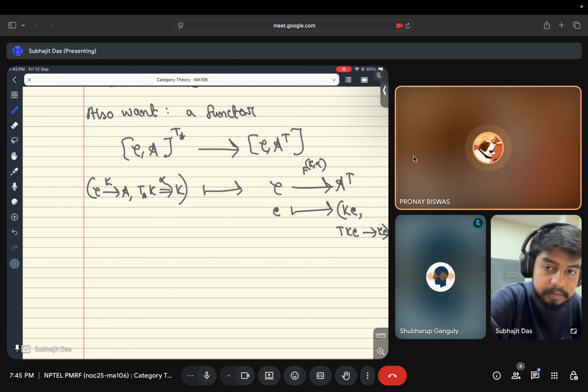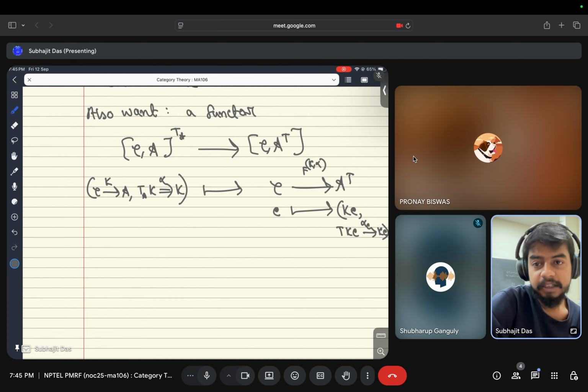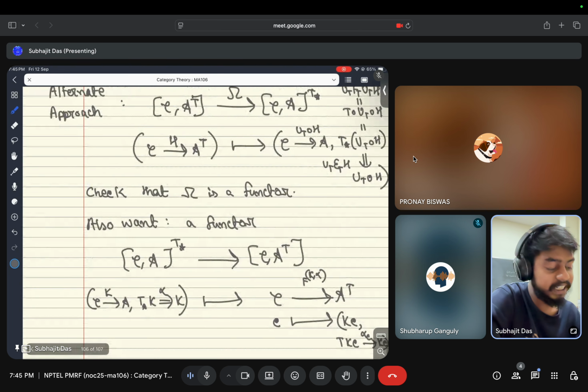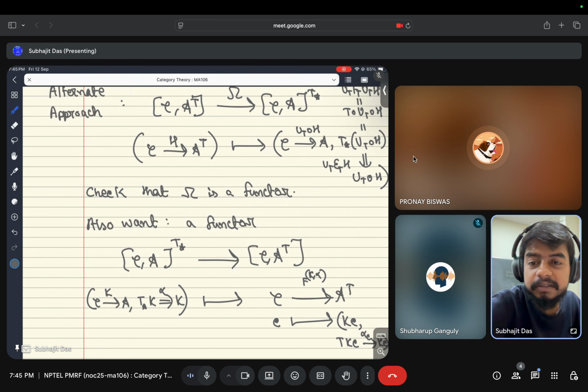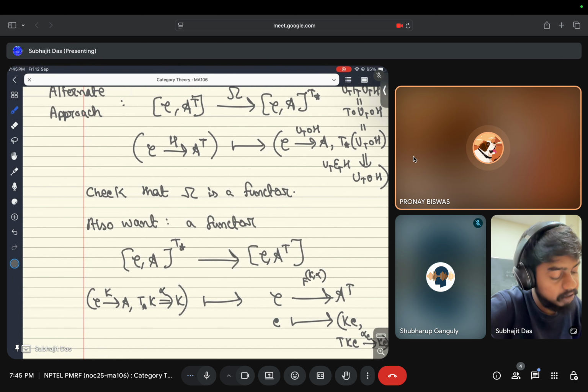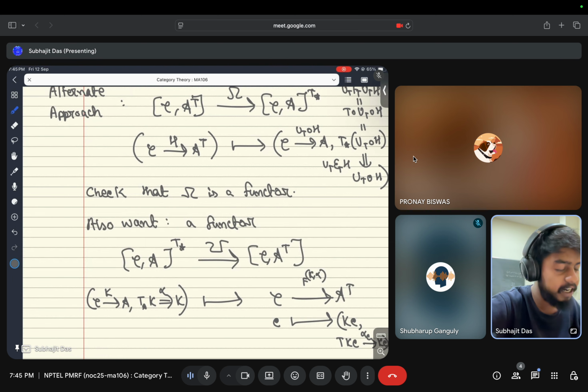So alpha C. Check that this is a functor, and in fact it's direct, or you can directly check that these two functors are inverses of each other. So let's call this functor omega. Okay, let's call this functor like this.